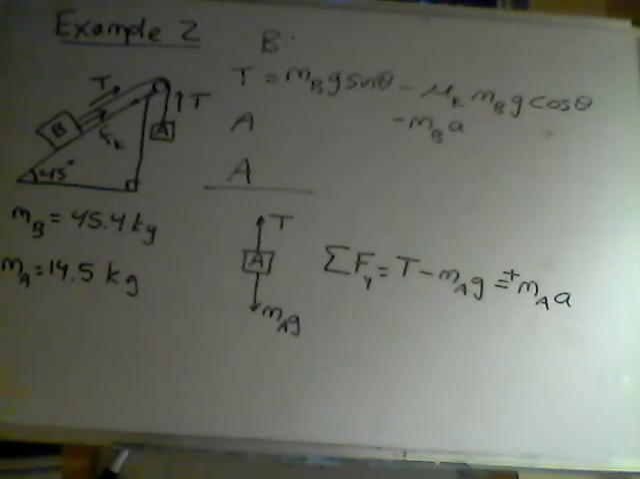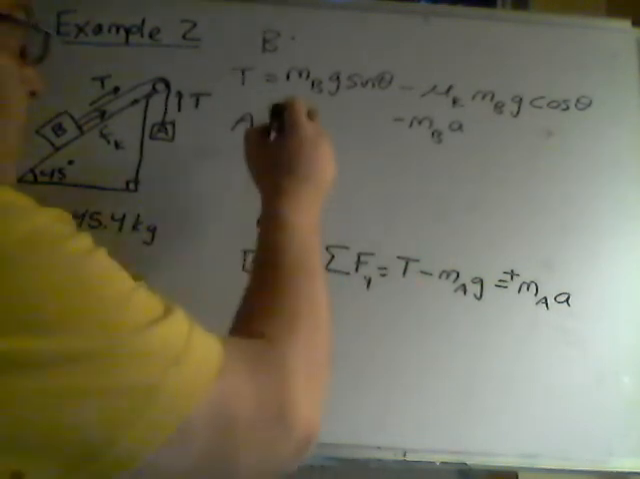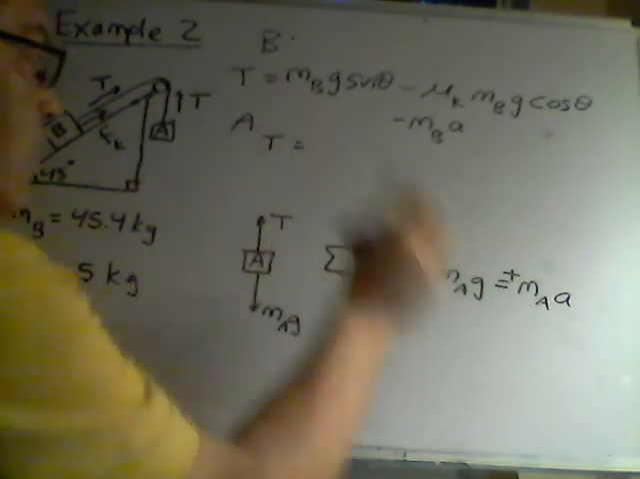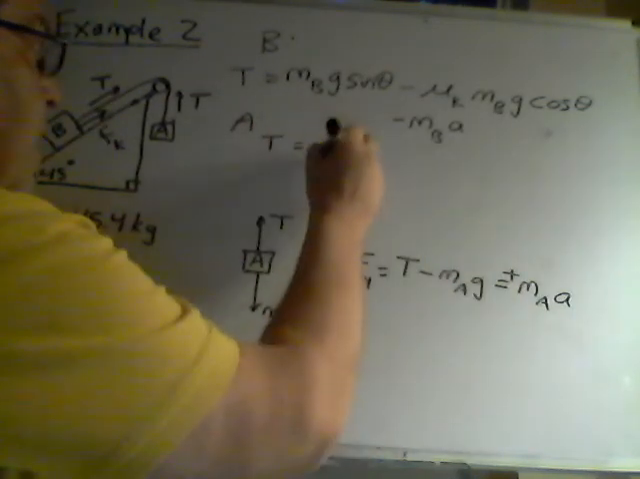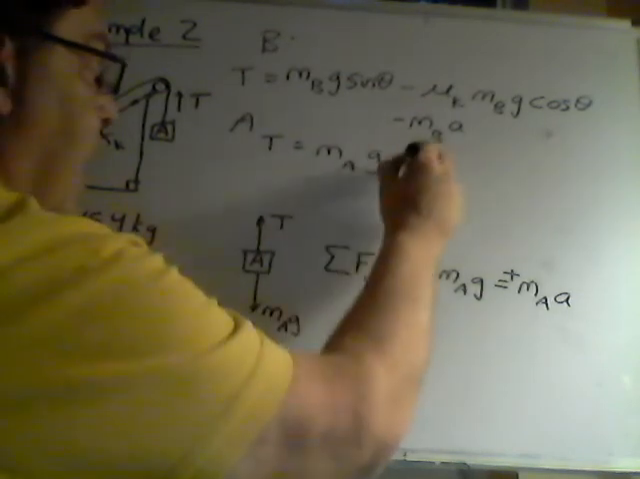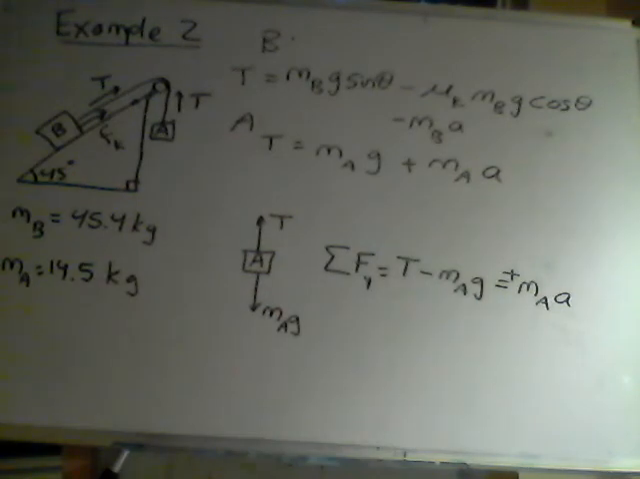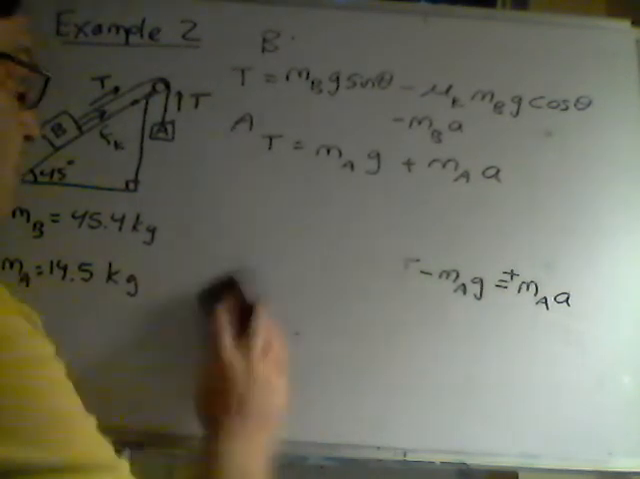And I'm just going to set this equal to, and then I have a second equation for block A. And that's simply T, throwing this on the other side, I get M sub A G plus M sub A A. All right, so two equations and two unknowns.